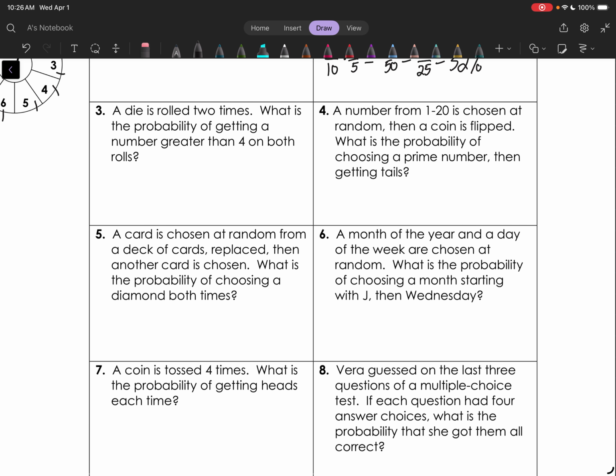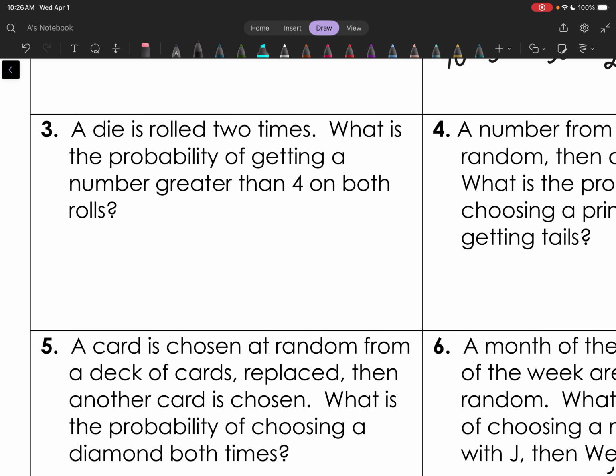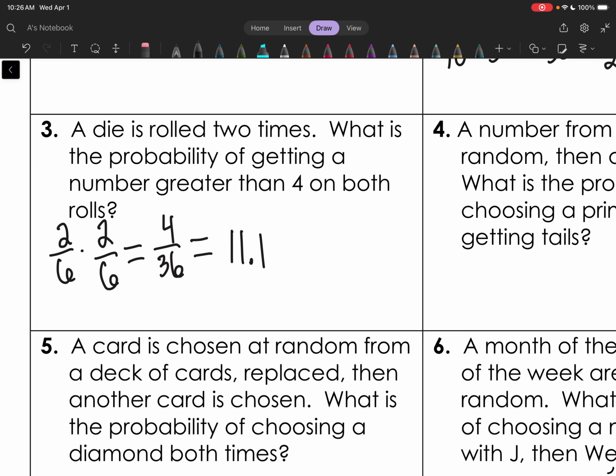A die is rolled twice, number 3. What is the probability of getting a number greater than 4 on both rolls? So that's 5 and 6 on per die. So there's 2 out of the 6 numbers that are greater than 4. I want this to happen twice. Four over 36. This is 1/9, so 11.1%.